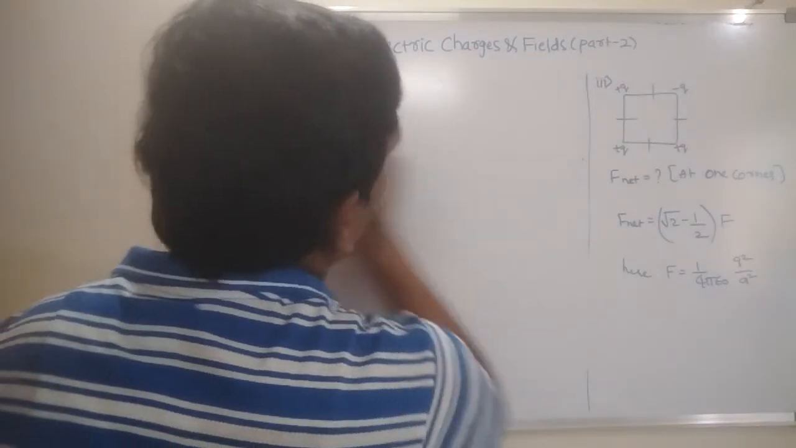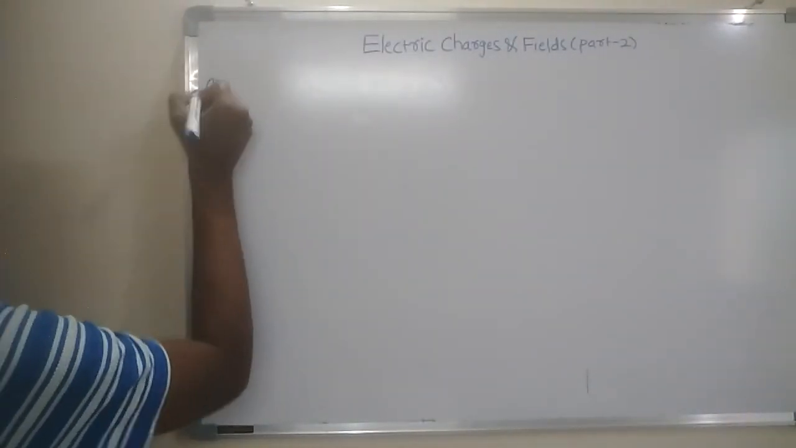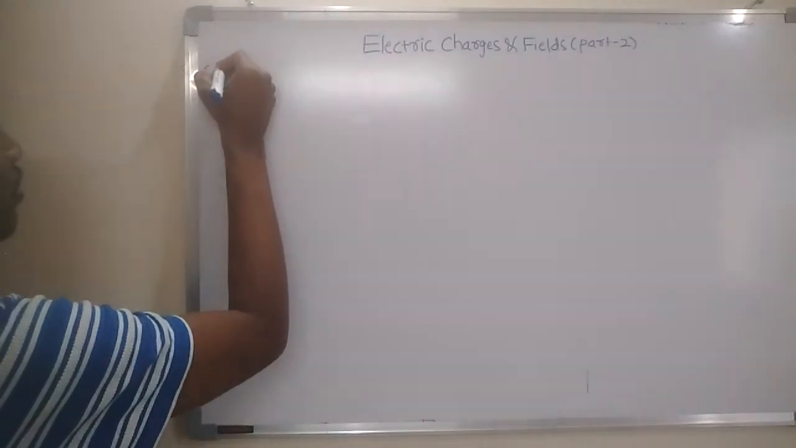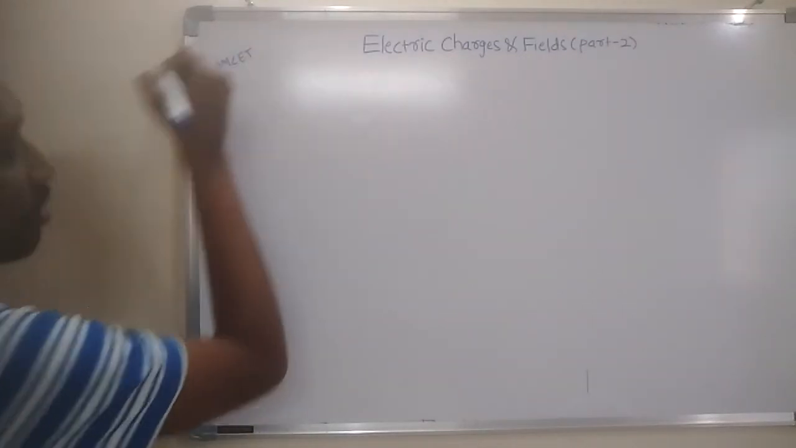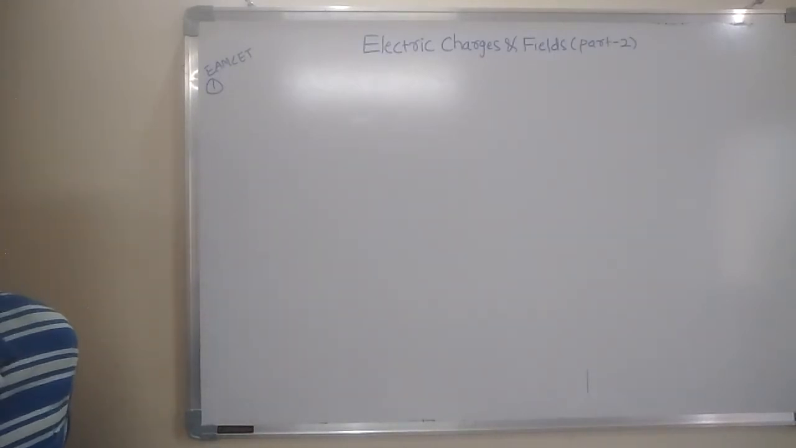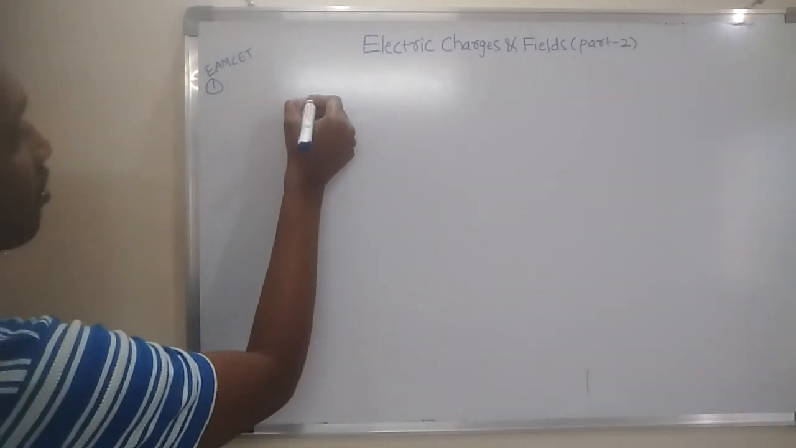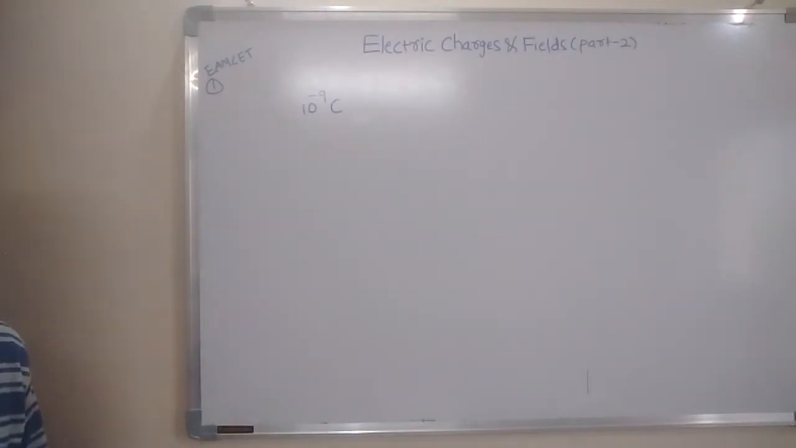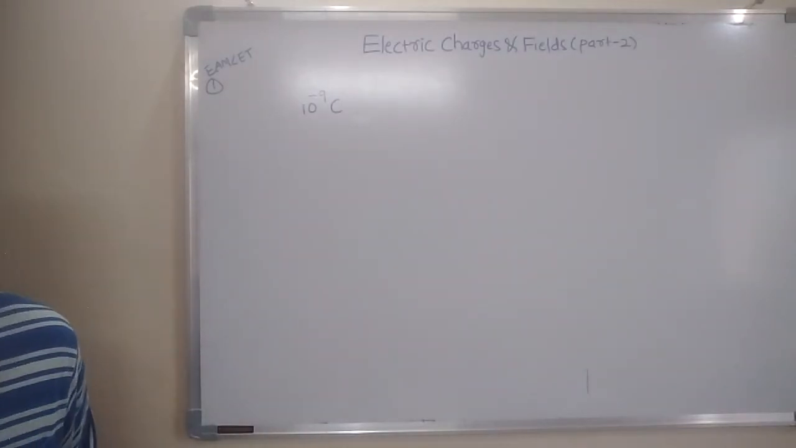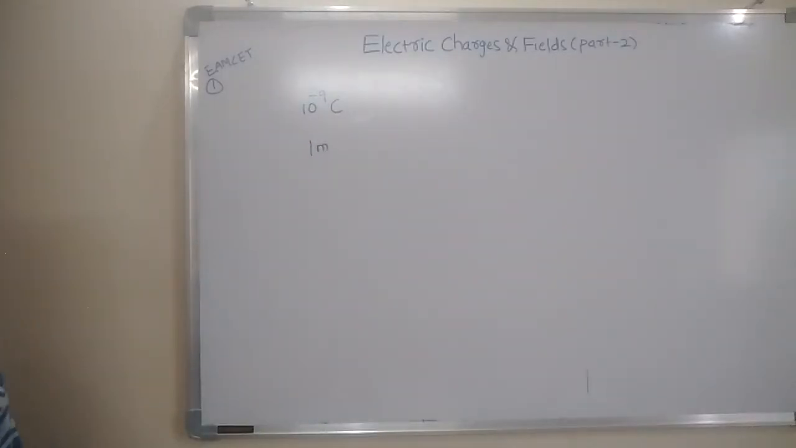All right, so one numerical. Listen carefully, all of you. The first question is a previous MSET model question. The question is: three equal charges, each 10 power minus 9 coulomb, are placed at the corners of an equilateral triangle of side 1 meter. The force on one of the charges is asked.